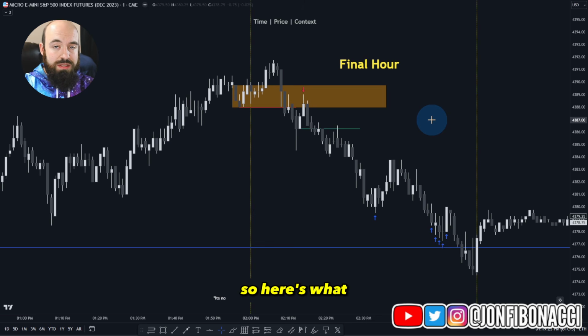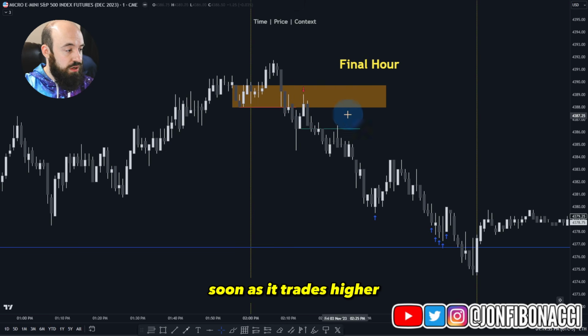So what I'll do real quick is now I will show you the entries, or one entry. All right, so here's what the entry and the exits look like. You can see that I entered up here right inside that mitigation. Okay, so this candle right there at 2:14, as soon as it trades higher, I'm entering on that candle. You can see that I shorted with that red arrow right there.